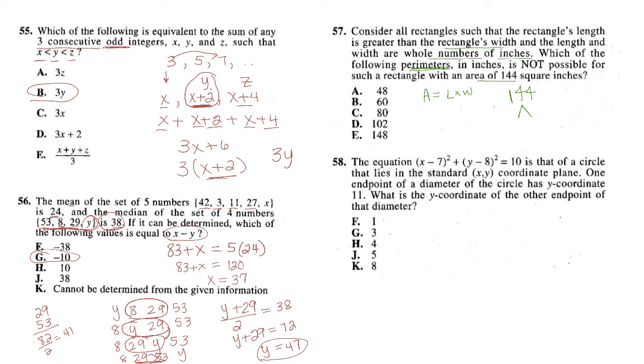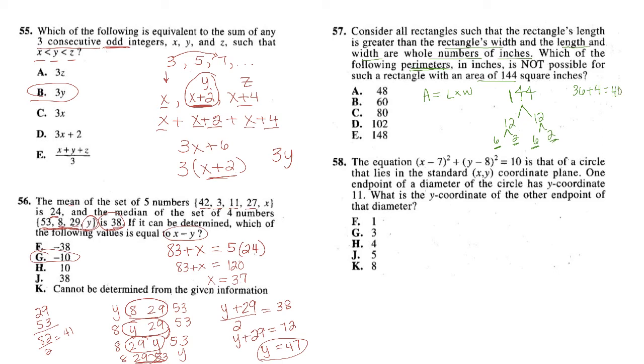So I need to break down 144 and then look at which one could be a possible perimeter. Well, 144, the first thing I think of would be 12 times 12. But now we know that the length is greater than the width. So 12 and 12 is not going to work. But we can use that and break this down to be 36 times 4. So 36 plus 4, that's going to give me 40.